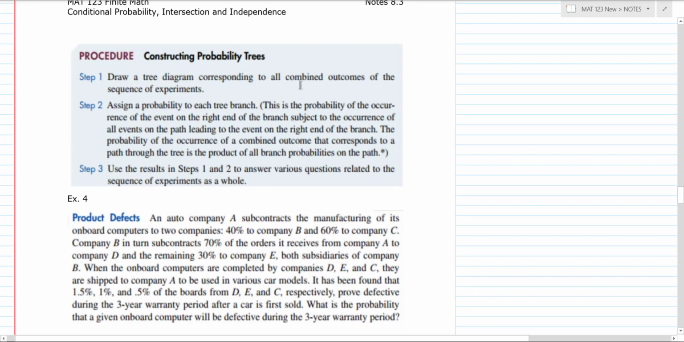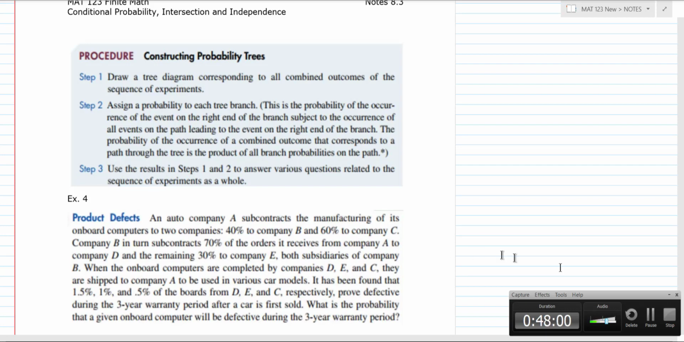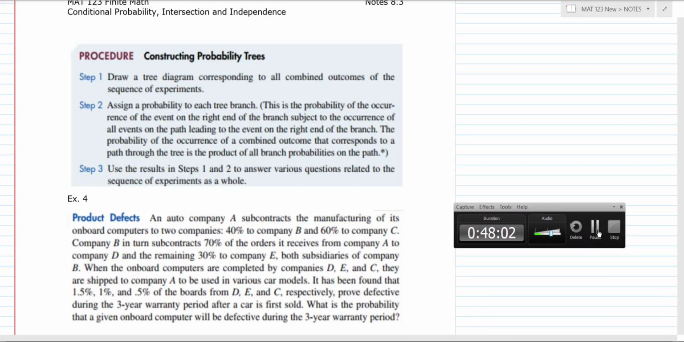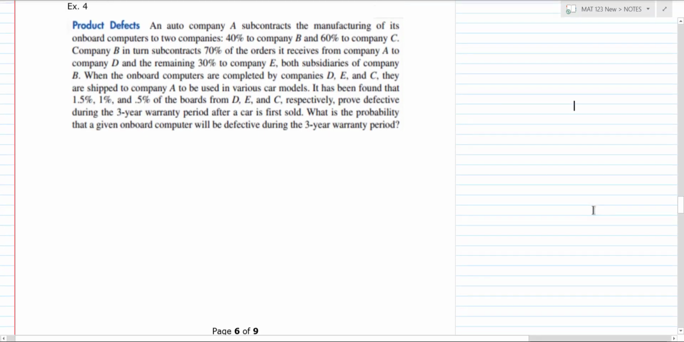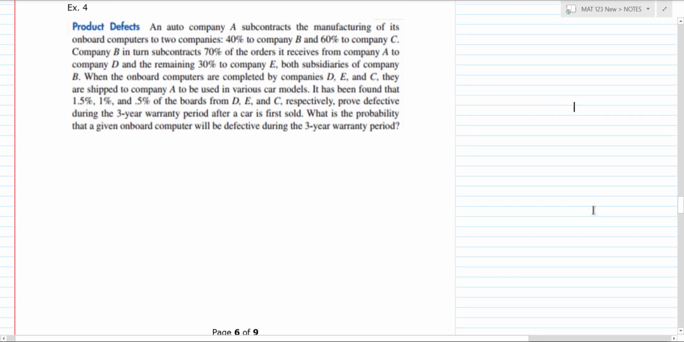Okay, let's see. Now the next thing is, this kind of explains probability tree. This is what I just explained to you. So you can read over this if you want to. I'm not going to read that to you. Then I'm going to go down to this example 4 and crunch this. Okay, so let's read this example 4. Now we're going to do this with a probability tree, and we need to kind of carefully read what's going on in this problem.